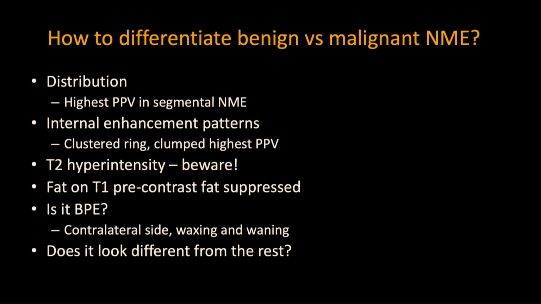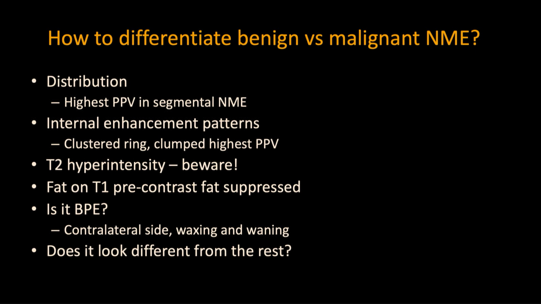So now the question really is, how do we differentiate benign and malignant non-mass enhancement? And this can be incredibly challenging. And so I have some tips that I use when I'm looking at my MRIs to help differentiate or decide whether something should undergo biopsy or not. So I look at the distribution. Is it a focal distribution? Is it segmental? Is it diffuse and bilateral? And especially if it's segmental, then I recommend an MR biopsy.